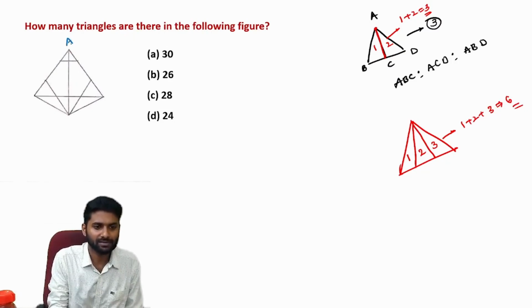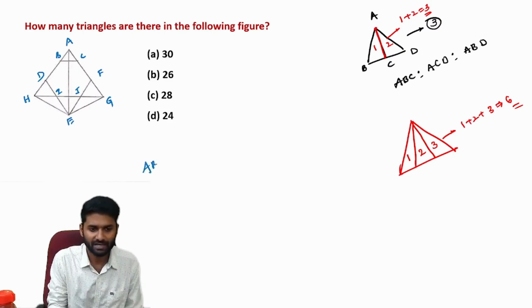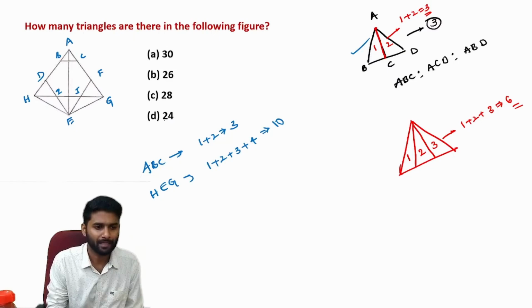Let me take the points A, B, C, D, E, F, Z, H, I, J. I'm just taking all these points, okay? Let's go through that ABC triangle. If you observe that ABC, the same concept you have to apply. 1 plus 2 is equal to 3. Let's go through that here, see. HEG. So it is divided into 4 parts. 1 plus 2 plus 3 plus 4. And the total number of triangles is 10.